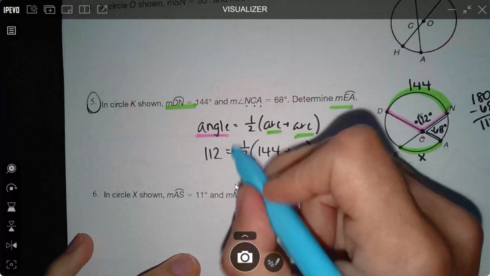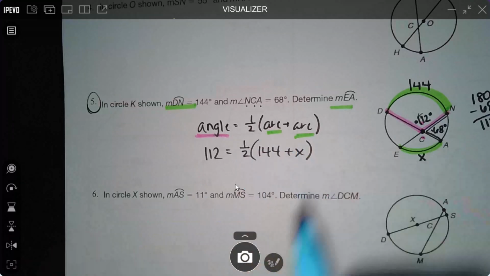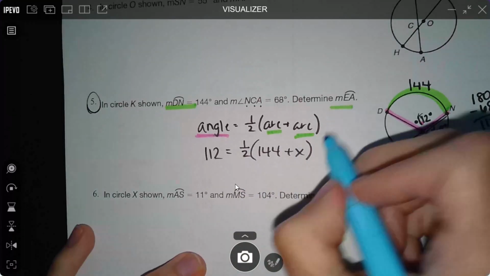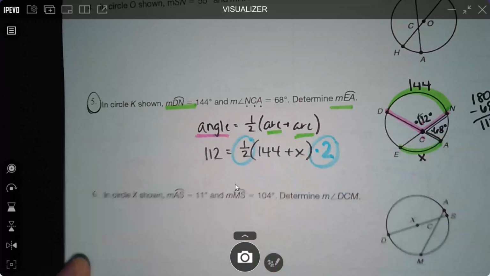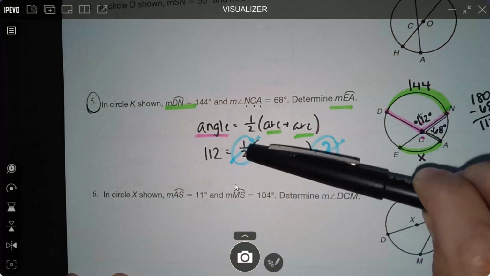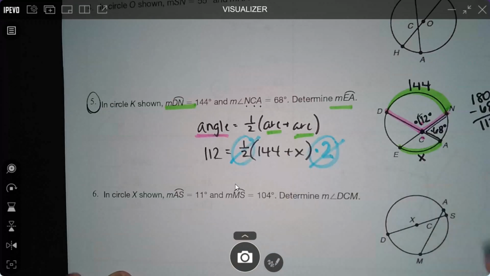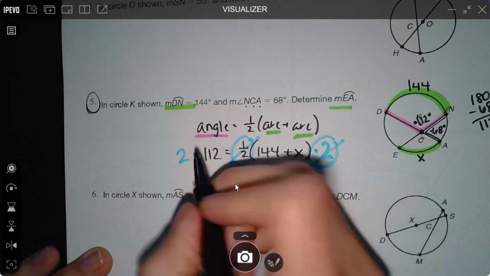I would get rid of this 1/2, okay? Because if you distribute, you're going to end up having to deal with fractions and decimals, which is not wrong, it just makes it harder. So if I multiply by 2, so if I say 1/2 times 2, they cancel out. Because remember, this is the same as dividing by 2. 1 divided by 2. Well, if I do that on the right side, I have to do that on the left side.